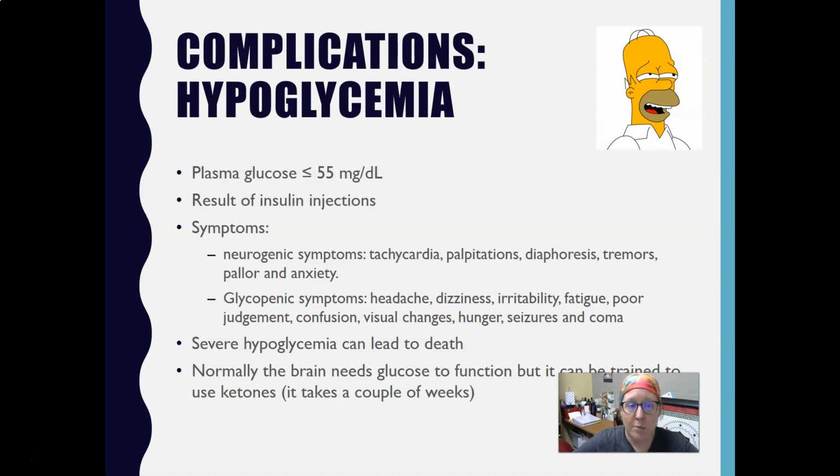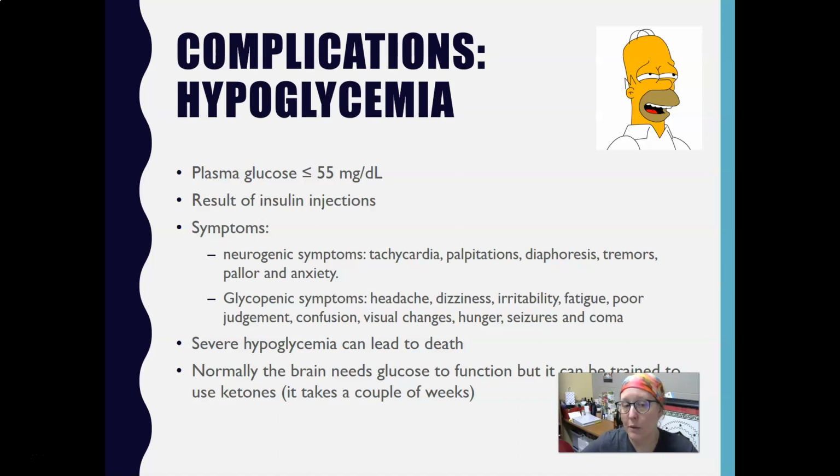So that could be a problem. So hypoglycemia can be a complication of insulin injections. There are neurogenic symptoms: tachycardia, so fast heart rate, palpitations, again, feeling like your heart's skipping a beat and you're shaking, all that. Diaphoresis is cold sweats, tremors, shaking, pallor, they're looking pale, and anxiety. And then some of the glycopenic symptoms going along with it are headache, dizziness, irritability, fatigue, poor judgment, confusion, visual changes, hunger, seizures, and coma.